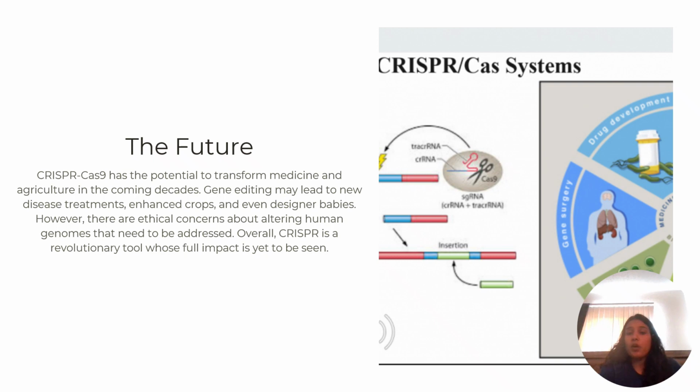So CRISPR-Cas9 is a powerful gene editing tool that utilizes key components, CRISPR arrays, Cas9 enzyme, and guide RNA to target and modify specific DNA sequences. So with a better understanding of these components, we can appreciate the enormous potential of CRISPR-Cas9 in advancing medicine and our understanding of genetics.